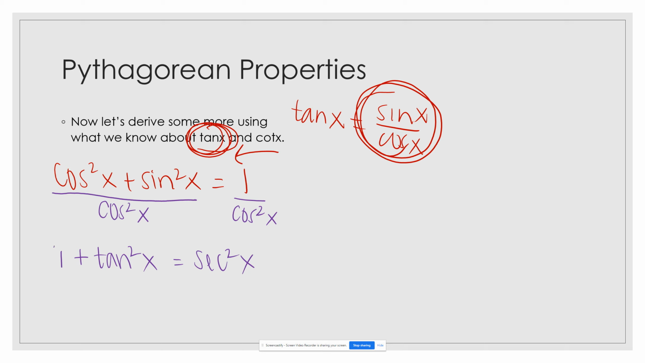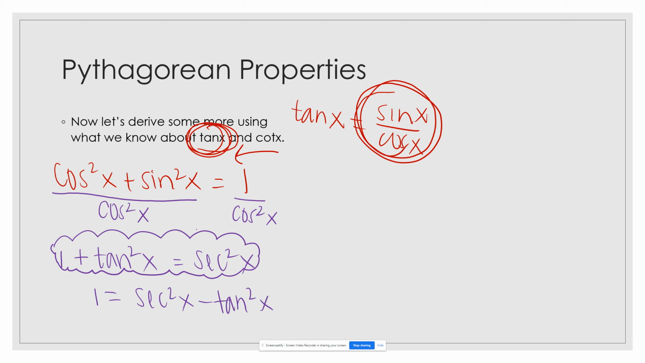There is another Pythagorean identity. And of course, this can be rearranged. Maybe you want to have 1 equals secant squared of x minus tangent squared of x. All I did was subtract the tangent squared over to the other side. And so if I ever see this in an equation, I can replace it with 1. It's no longer this ugliness. It is 1. That is really cool.